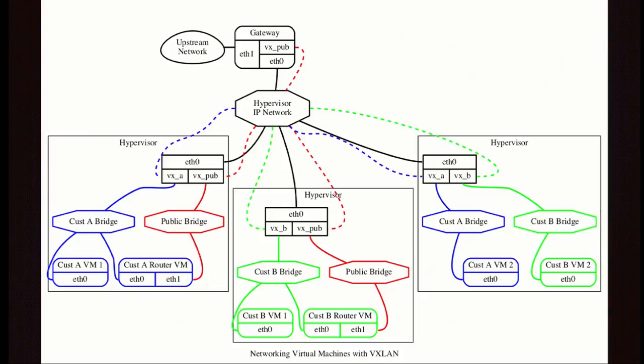The VM can talk to the internet by using its customer router. This has got a public IP and goes to the gateway box. Same thing for customer B. Talk to its virtual router, can talk to its peer. If customer A wants to talk to customer B, it has to go through the router. But you can do that, set up firewalls or not.